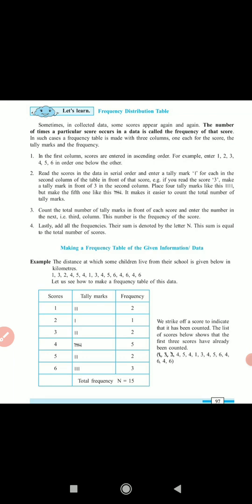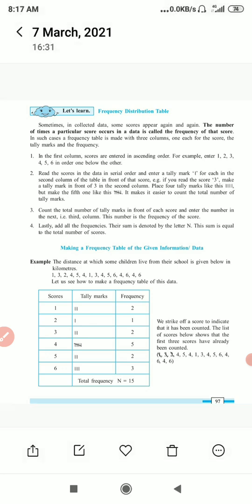Sometimes in collected data, some scores appear again and again. Some numbers keep repeating. The number of times a particular score occurs in the data is called the frequency of that score. So in such cases, a frequency table is made, children.